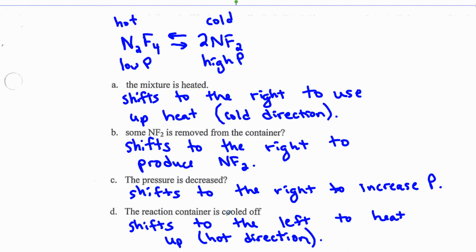You can try working on worksheet 5, which is just a variety of different questions asking if such and such changes, which way would the reaction shift. It focuses on the three different changes that can take place.